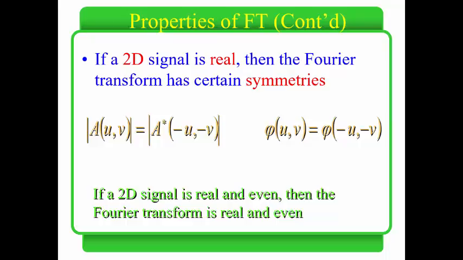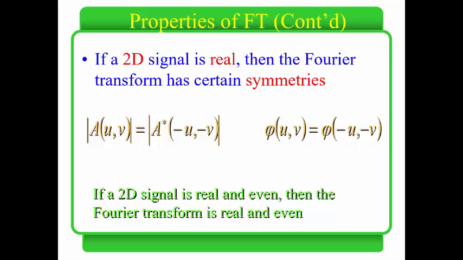Here we say that for a 2D signal, by which I mean the original image in the spatial domain, if it is real, the Fourier transform has a certain symmetry. These symmetrical relationships hold in this case. Here u and v are the coordinates in the frequency domain. The magnitude of A(u,v) is equal to the magnitude of A(-u,-v).